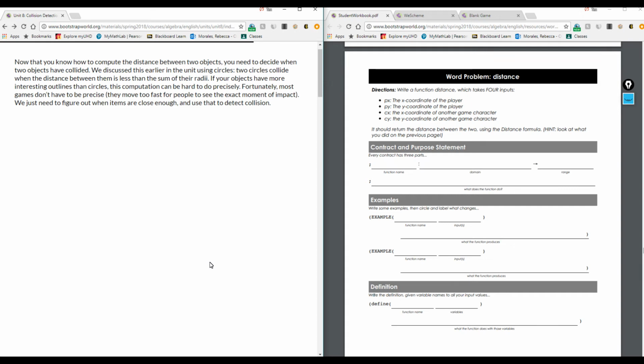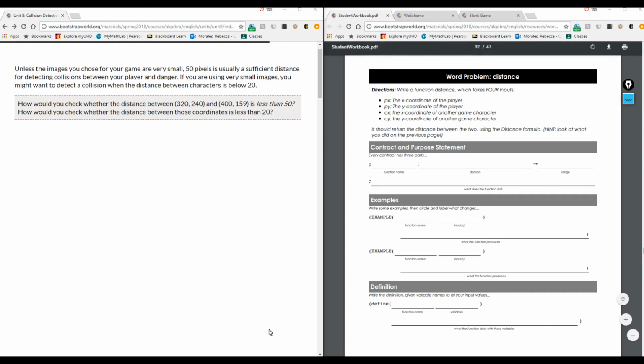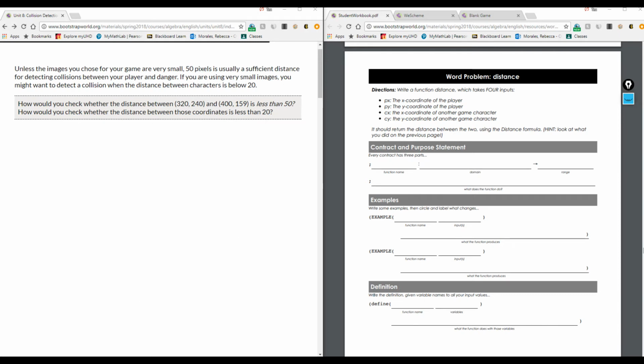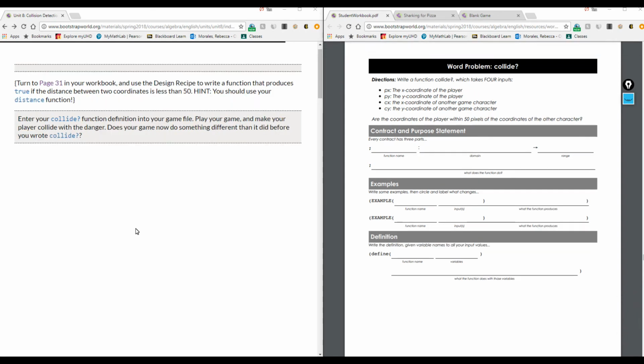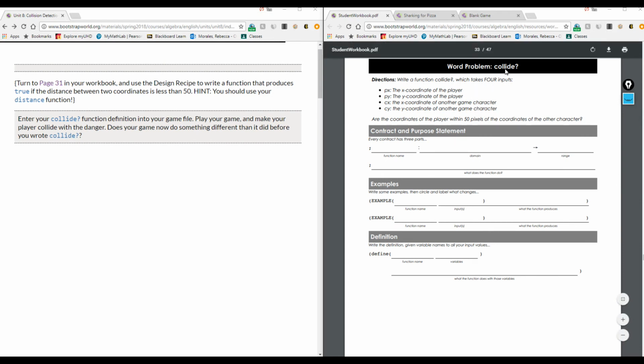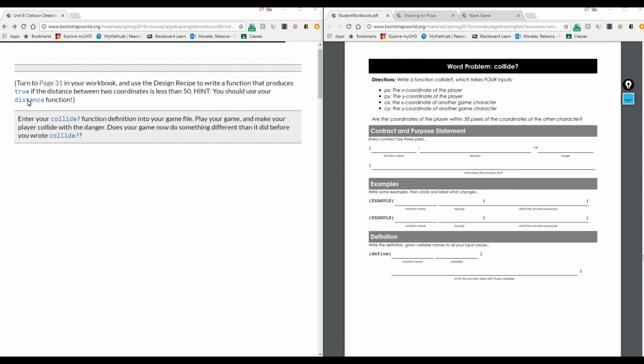I'm going to change it. Please read through this next slide. Your next slide asks you to look at page 31 and write the design recipe for a function called collide? or collide and determine. It gives you some information here that your workbook does not. It says write a function that produces true if the distance between the coordinates is less than 50.